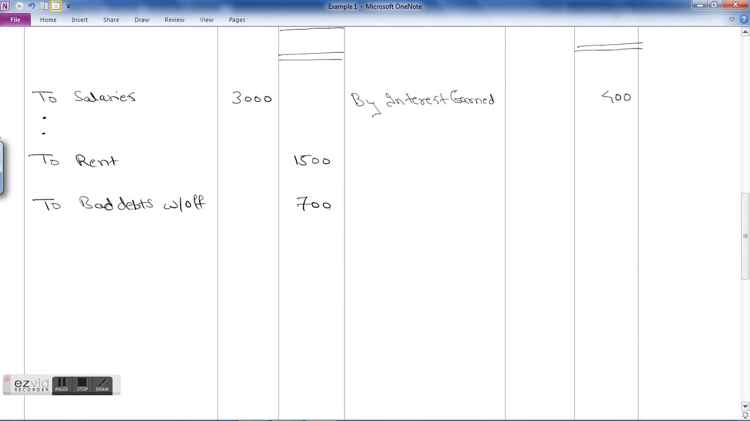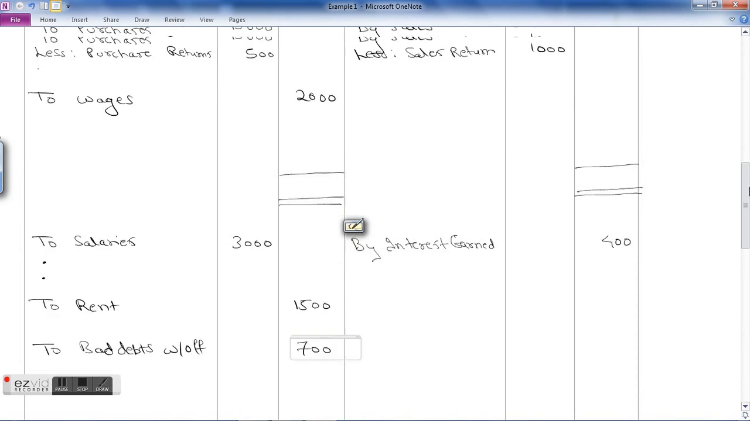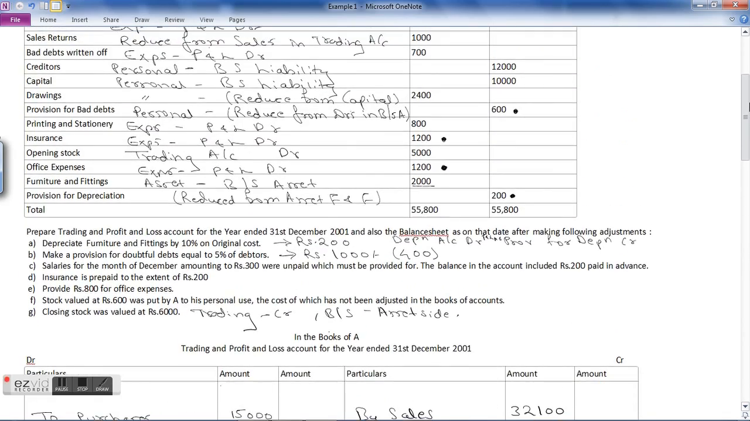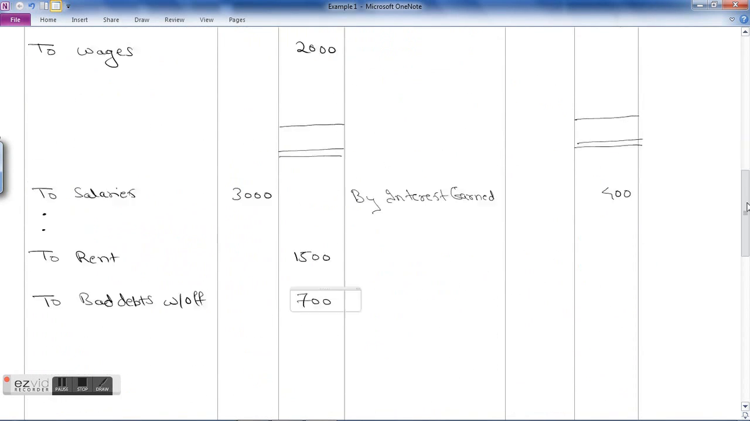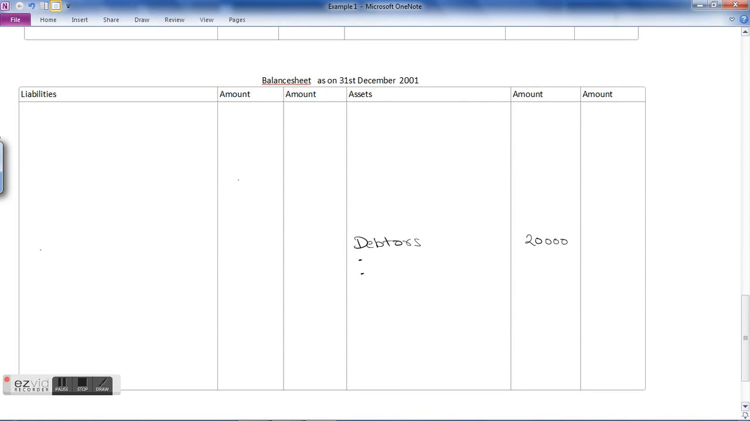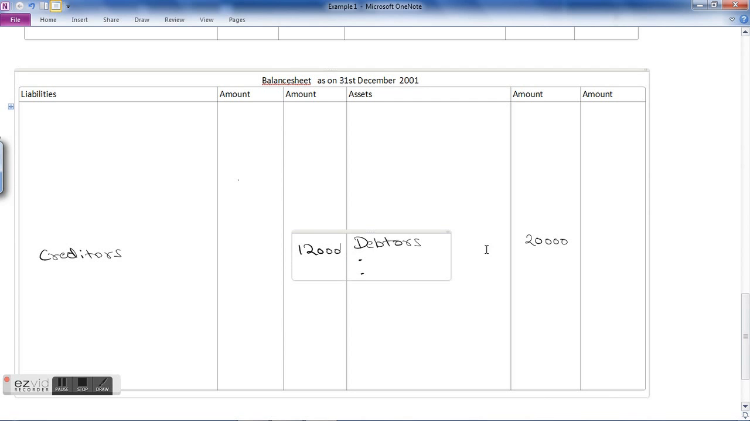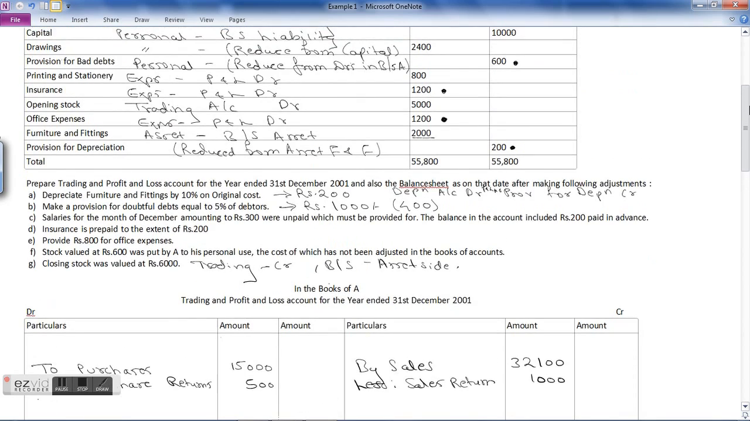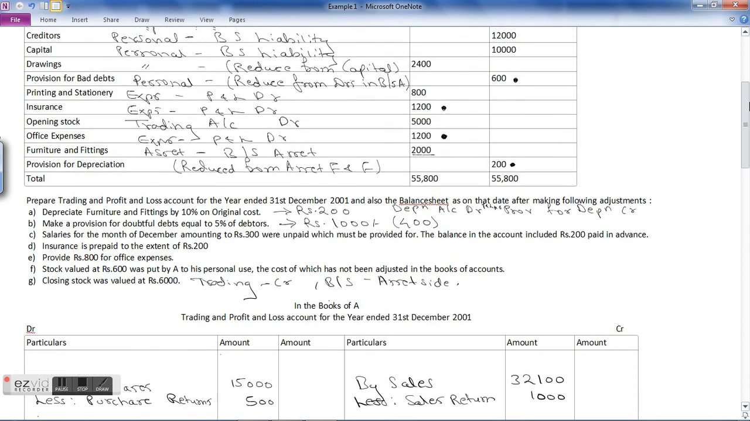Next, creditors. Creditors, balance sheet liability side. Okay, creditors amount is 12,000. Since there are no adjustments, we will take it outside. Okay, then capital account. Okay, balance sheet liability side.